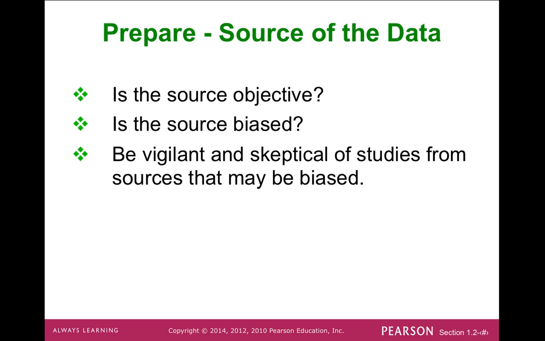An example of this: a lot of times people talk about whether the news or media is objective or biased. So it's important to consider that. It's also important for you as a researcher to consider your own objectivity with relation to your studies, and to be sure to always be trying to reduce bias and maintain objectivity. The other thing to consider is when you're reading someone else's studies. You want to be vigilant and skeptical of studies from sources that may be biased.